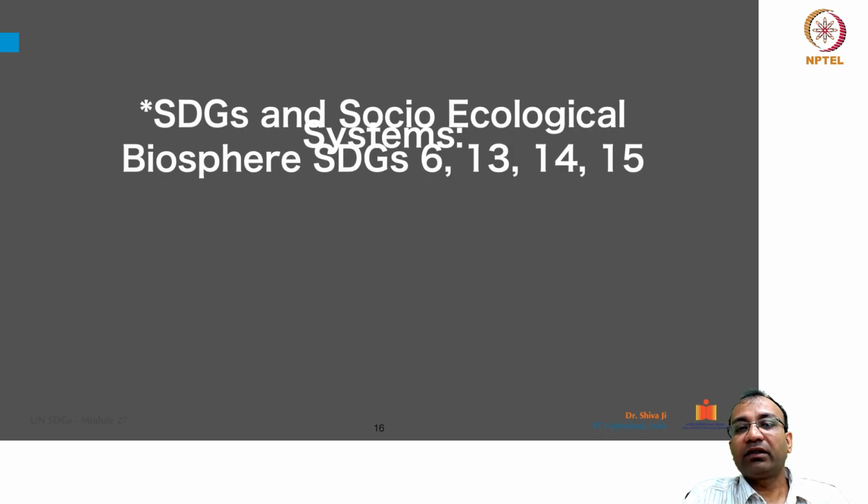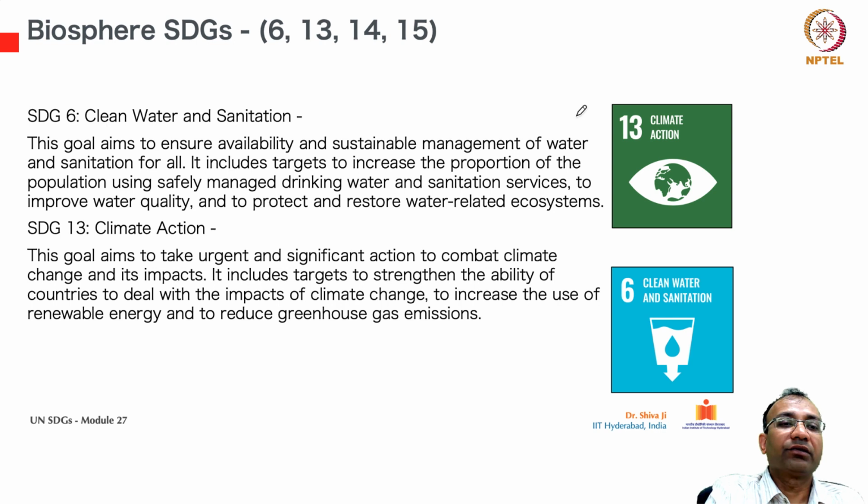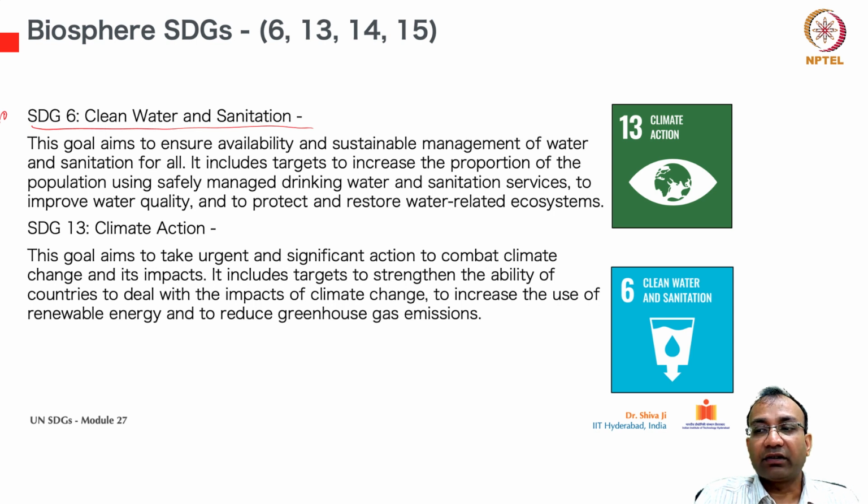Moving on to the next title, SDGs and Socio-Ecological Systems, Biosphere. So Biosphere SDGs 6, 13, 14 and 15, we'll see. The first one, SDG 6, Clean Water and Sanitation. This goal aims to ensure availability and sustainable management of water and sanitation for all. It includes targets to increase the proportion of the population using safely managed drinking water and sanitation services, to improve water quality, and to protect and restore water related ecosystems.